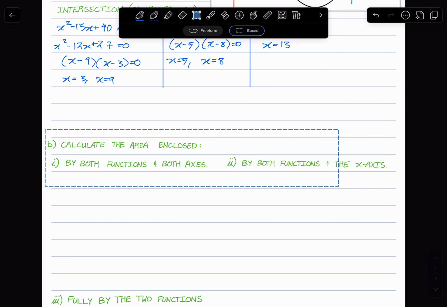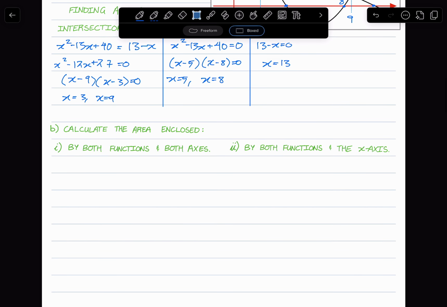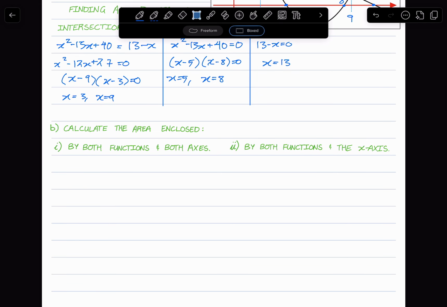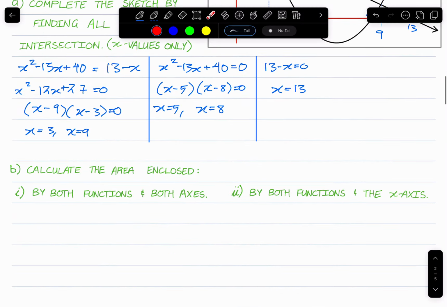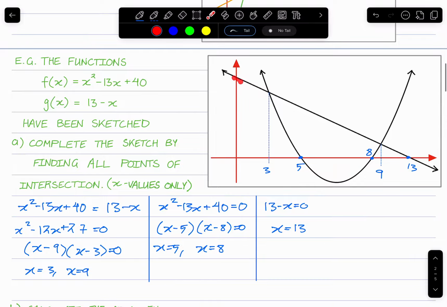So now let's calculate the area enclosed by both functions and both axes. This actually requires quite a few bits here. Both functions and both axes, I'm essentially just asking this in a very fancy way to calculate these areas here. So part 1 is looking at this portion here.